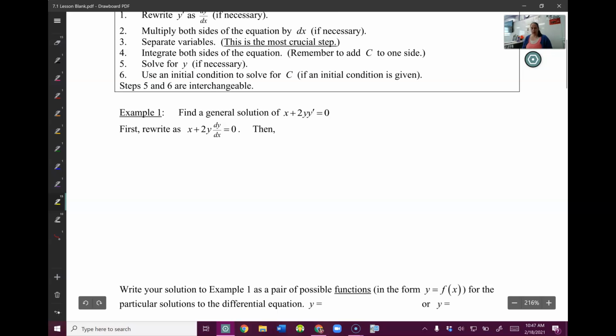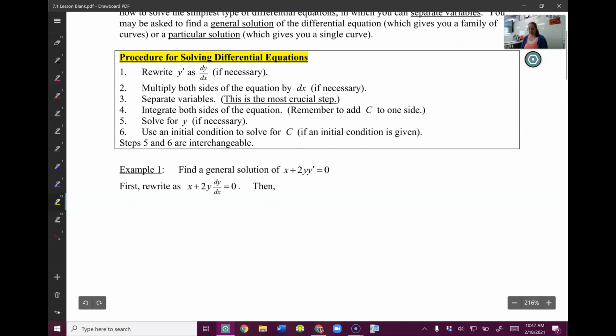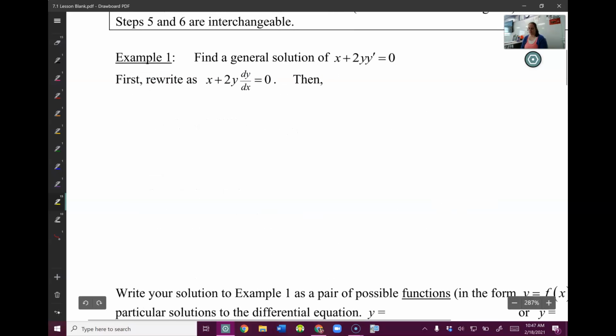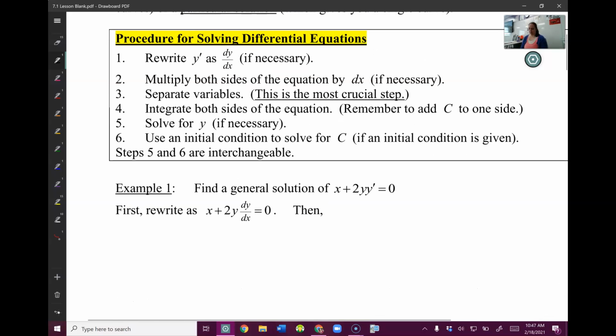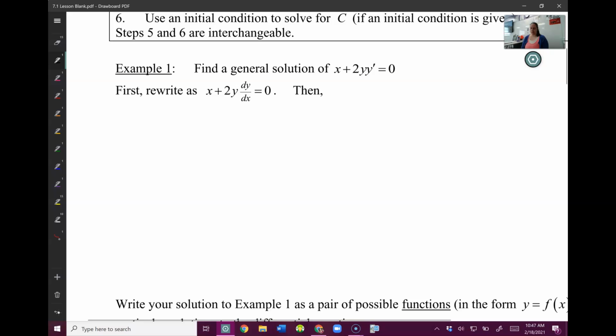So, if I want to solve this type of equation, we have these steps listed here. I'm just going to show you these steps in this example. The first step is to rewrite y prime as dy dx. Very important. It's already written that way in example 1, so we're good. Now, here's the next step.